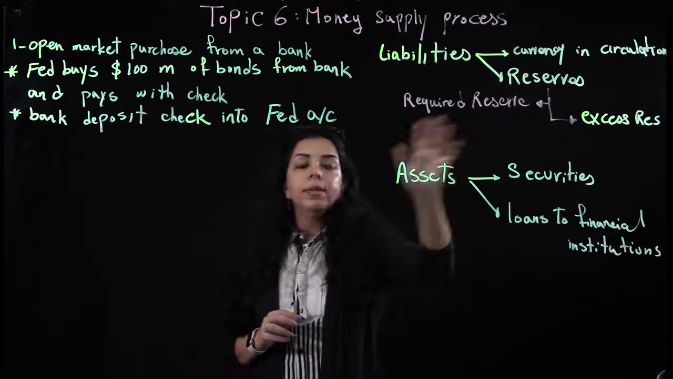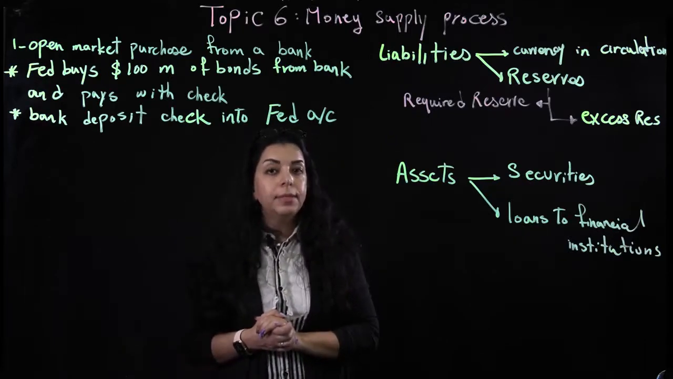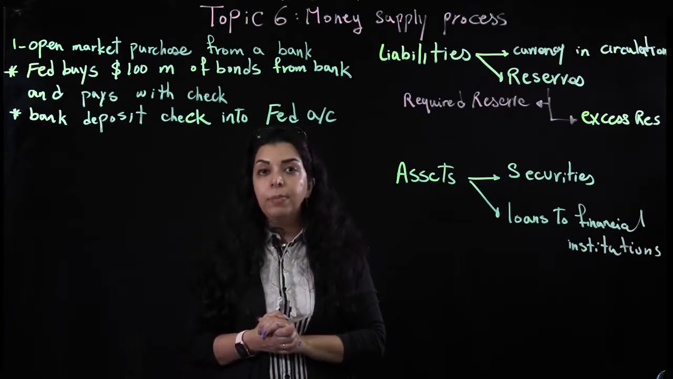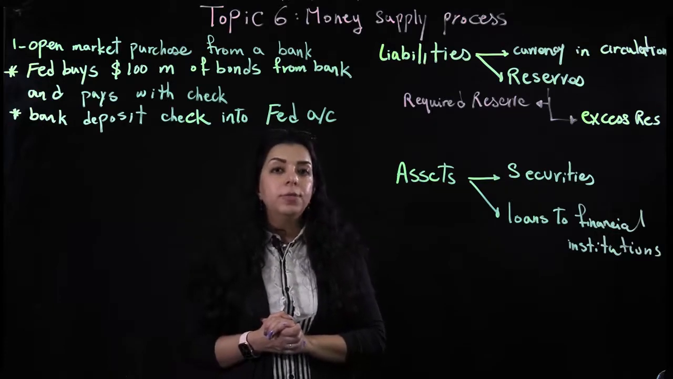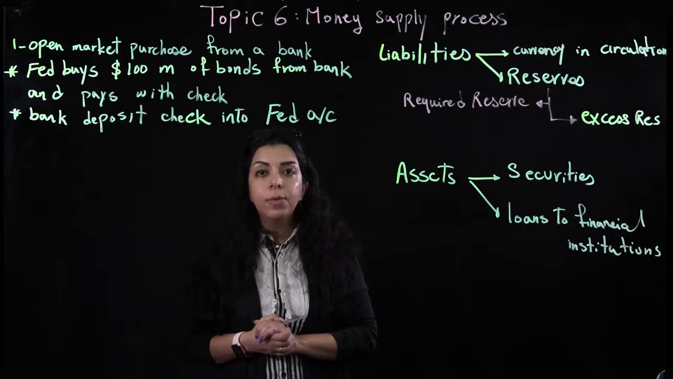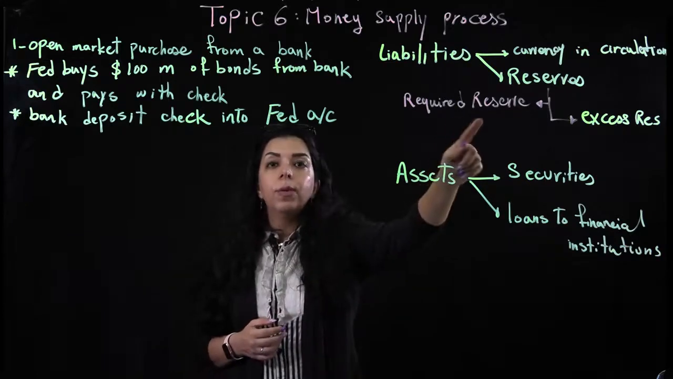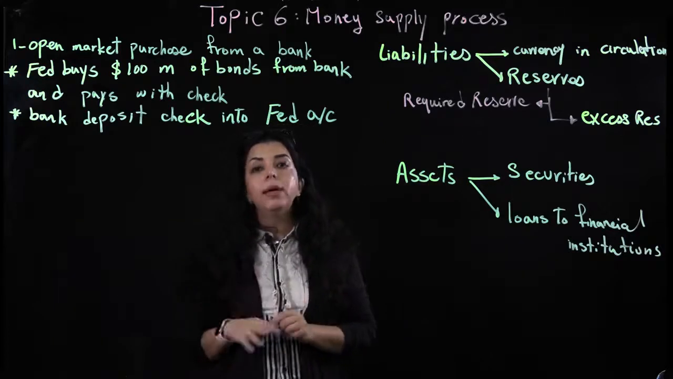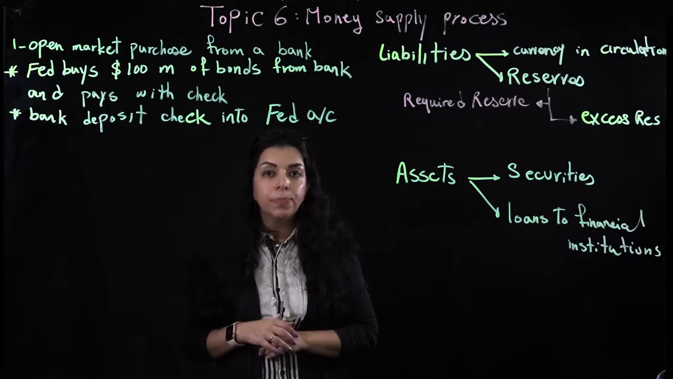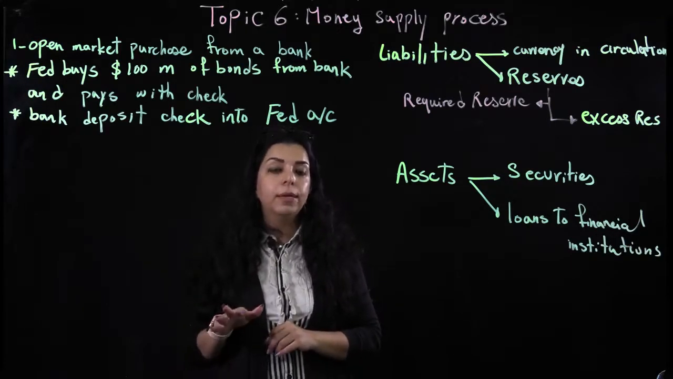For example, normally we assume this percentage is 10%. It can be higher or lower based on the policies of the central bank. So if the bank receives 100 units of deposit, 10% of that deposit has to be held as required reserve, which is obligated by the central bank. It has to be in the central bank account, and we know that all banks have an account with the central bank.